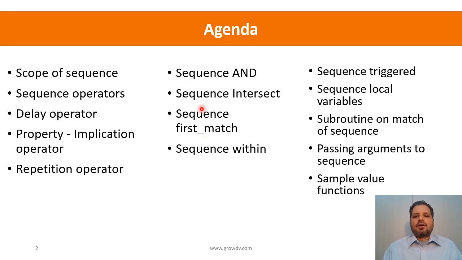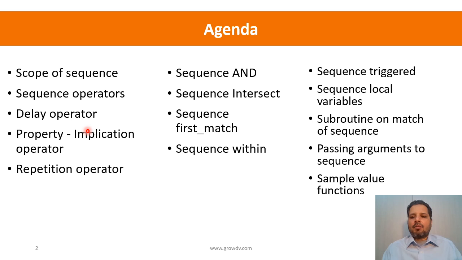So the agenda for this particular session is threefold. First, we will understand the scope of sequence. What does it mean to learn a sequence? We will look at that, and then we'll understand the different operators present within the sequence, which is a very important topic again. We look at the delay operator, which we have briefly looked at, the double pound sign. And then we will understand what happens if unguarded or non-validated sequences are used directly in the property.